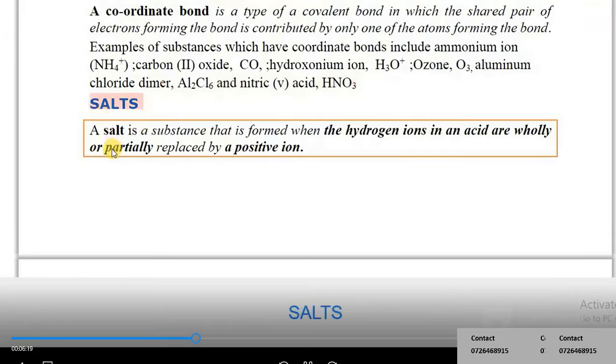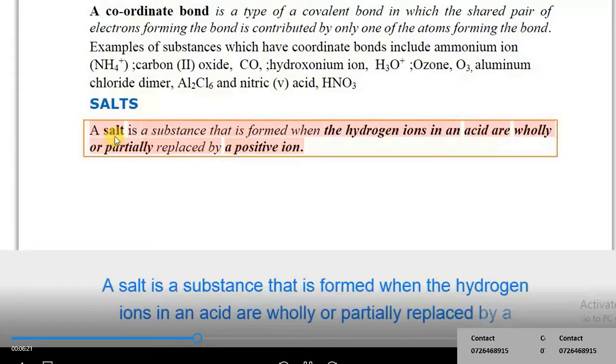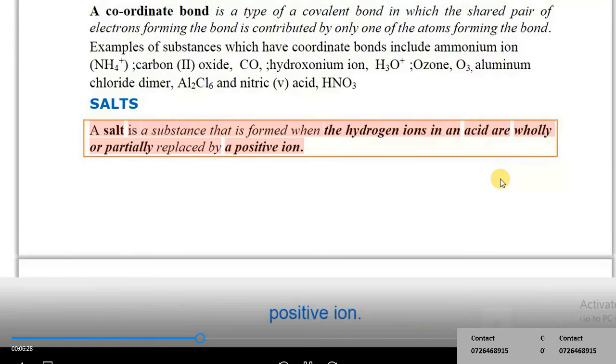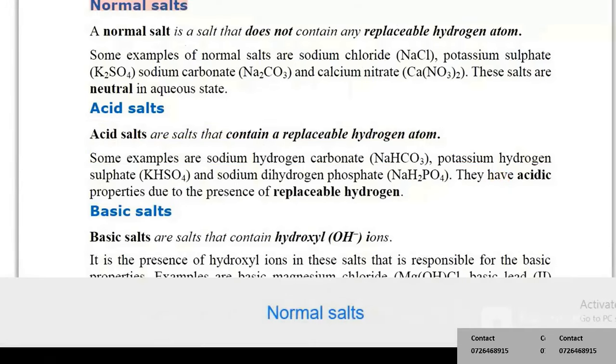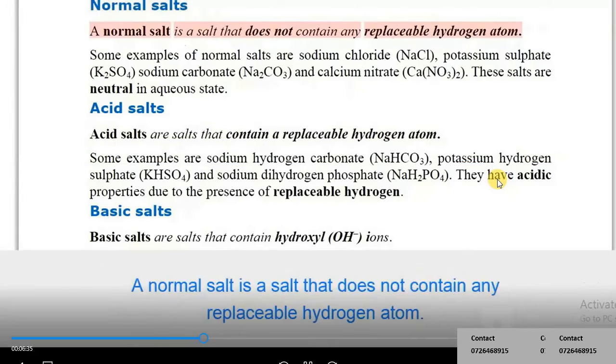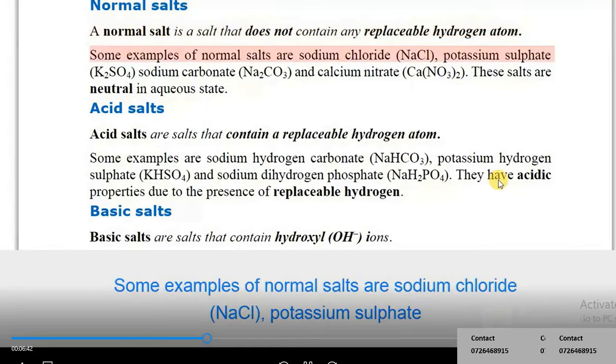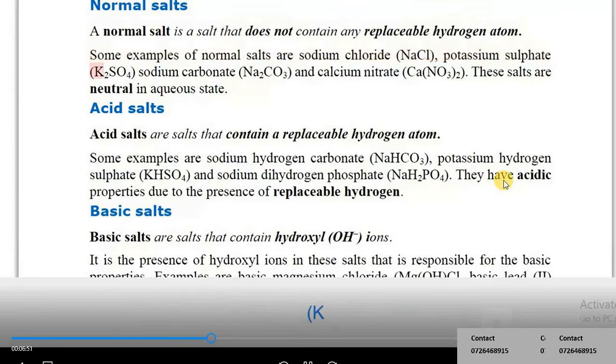A salt is a substance that is formed when the hydrogen ion in an acid is wholly or partially replaced by a positive ion. Types of salts, we have normal salt. This is a salt that does not contain any replaceable hydrogen atom. For example, sodium chloride, sodium carbonate, potassium sulfate, calcium nitrate. These are called normal salts.